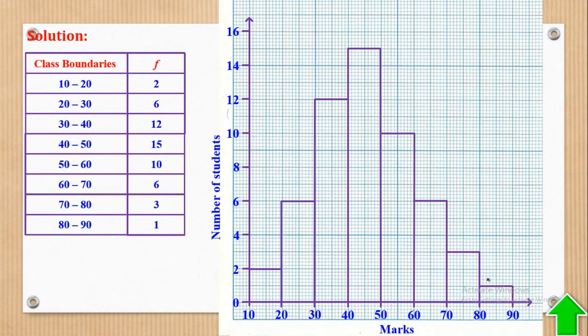So that is our histogram, but they said we want to use it to get the mode. So what we are going to do, we are going to use a ruler now, join this corner to this corner.